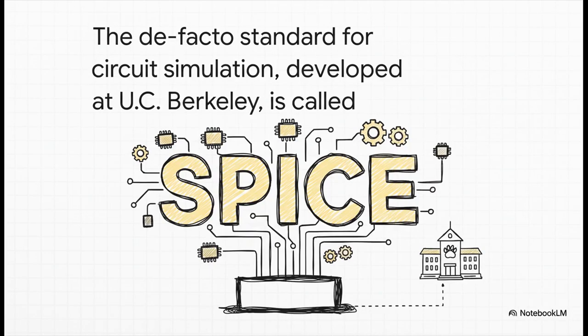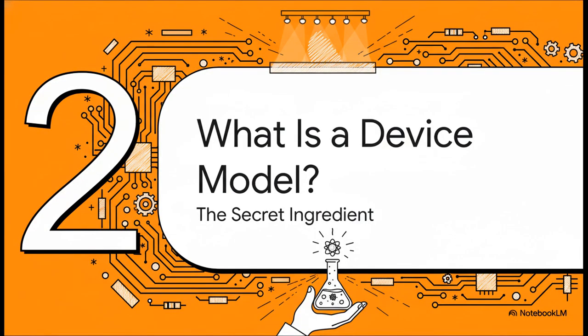And the de facto standard for this kind of simulation, the software that basically became the common language for an entire industry, was developed at UC Berkeley. It's called SPICE. But a simulator, even one as powerful as SPICE, can't just work in a vacuum. It needs to be fed information about the real world. To really work its magic, it needs a very special secret ingredient.